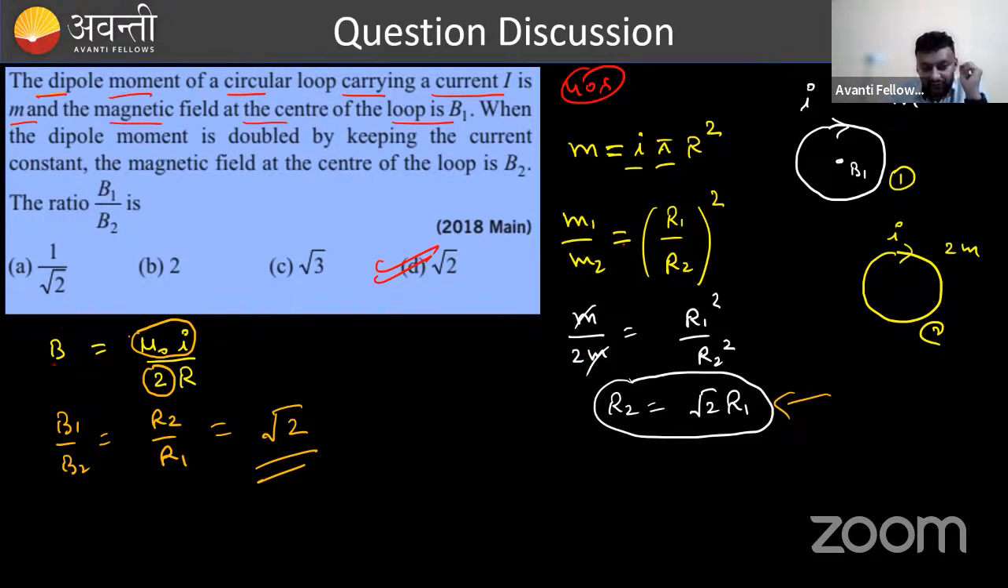Rest of the class, rest of the students, are you getting the situation? What's happening? As soon as I find that the magnetic field is depending on the radius, and the question says the magnetic moment is doubled, keeping the current constant, that means the radius is also changing. So I got the second radius and I will get my answer. Any doubt? Or should I move further?